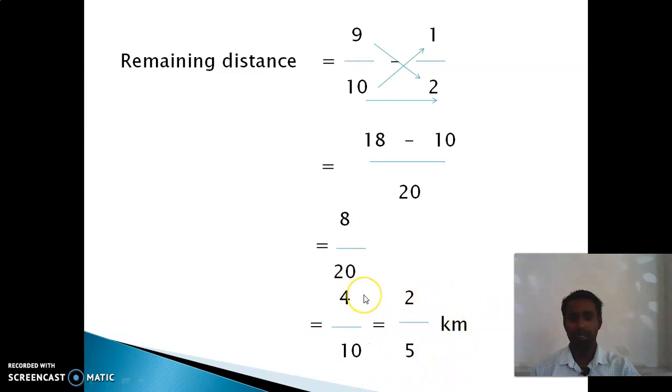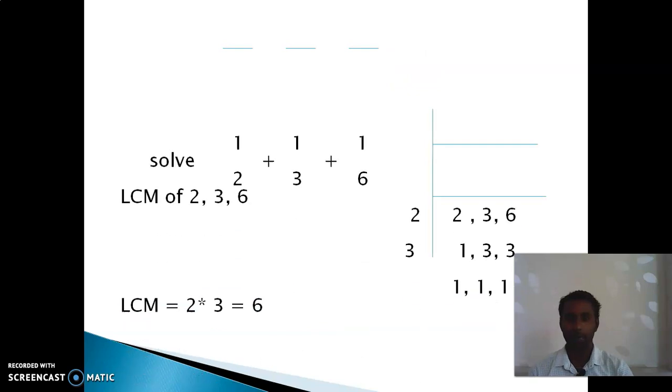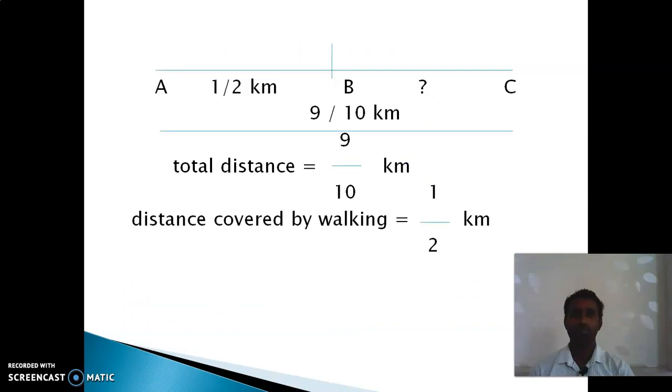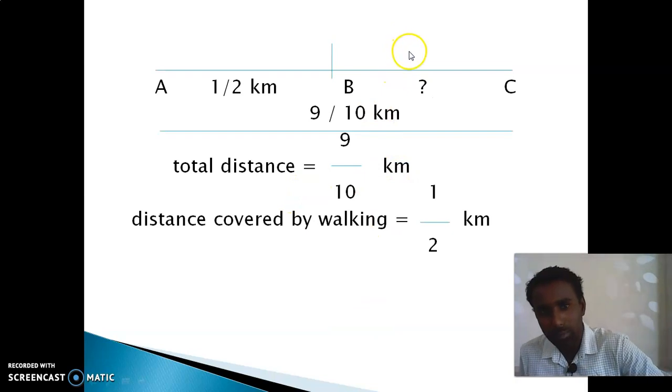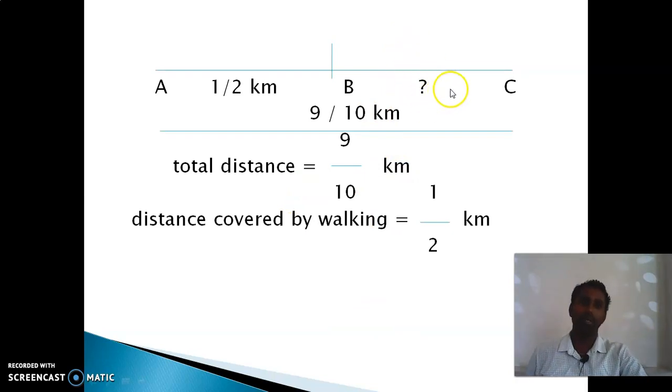Still we can simplify, right? 4 can also be divided by 2, and 10 we can also divide by 2. So how many 2s are 4? 1 two is 2, 2 twos are 4. How many 2s are 10? 1 two is 2, 2 twos are 4, 3 twos are 6, 4 twos are 8, and 5 twos are 10. So 2 by 5 kilometer. So now we found it. So 2 by 5, see here. So the remaining 2 by 5 kilometer she covered by using the bus.